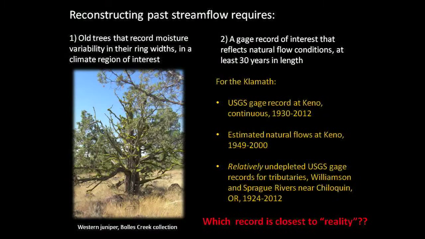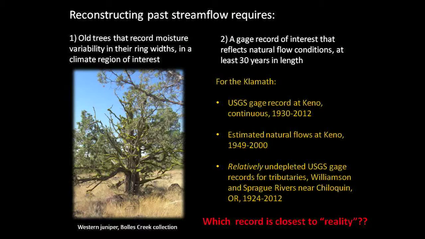The other thing we need is a gauge record of interest that reflects natural flow conditions at least 30 years in length. And we need 30 years in length because we're actually calibrating the annual ring widths with the annual water year streamflow in our reconstruction model. So we need that overlap, and we need a record for our calibration.